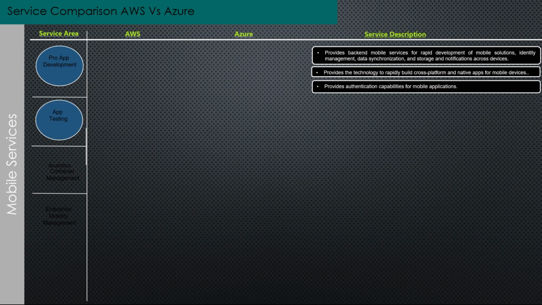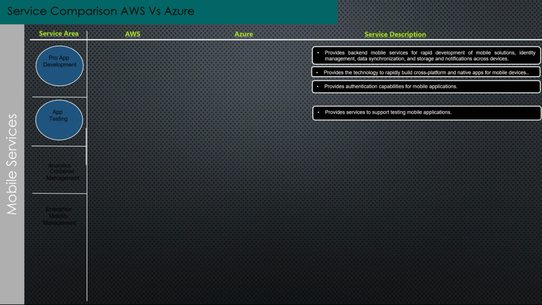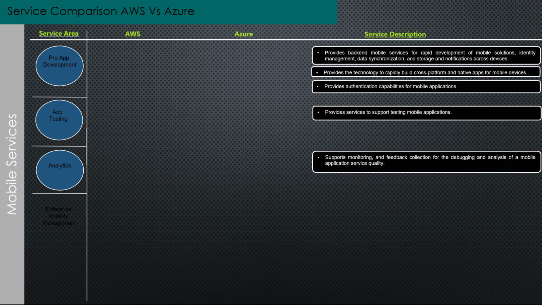App Testing, Service Description, provides services to support testing mobile applications. Analytics, Service Description, supports monitoring and feedback collection for the debugging and analysis of a mobile application service quality. Enterprise Mobility Management, Service Description, provides mobile device management, mobile application management, and PC management capabilities from the cloud.